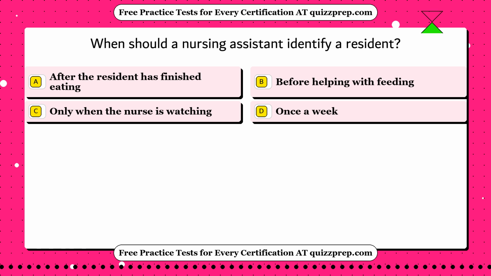Question 100. When should a nursing assistant identify a resident? Option A, after the resident has finished eating. Option B, before helping with feeding. Option C, only when the nurse is watching. Option D, once a week.